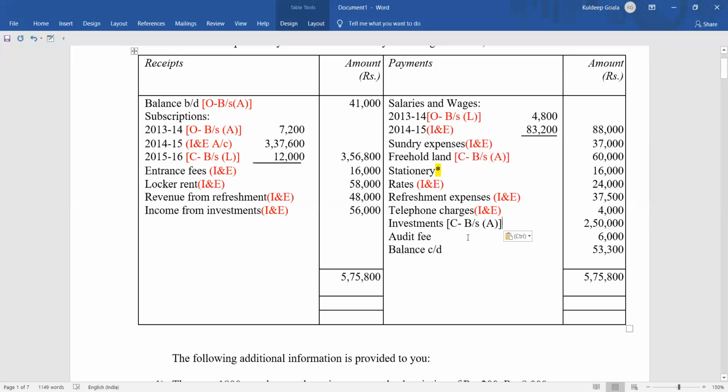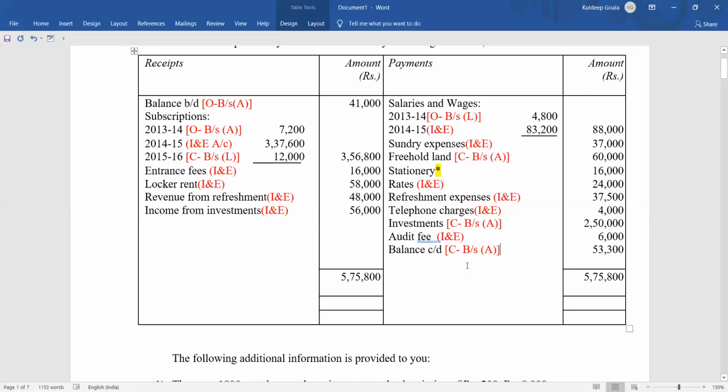Then audit fees. Audit fees refers to the expenses made for auditing our books and accounts. So that will come in the income and expenditure account expenditure side. Then closing balance, that is balance carried down. This is nothing but the balance of cash, cash or bank. So obviously it will come in the closing balance sheet, because it is the closing balance figure. So it will come in the closing balance sheet asset side, right?